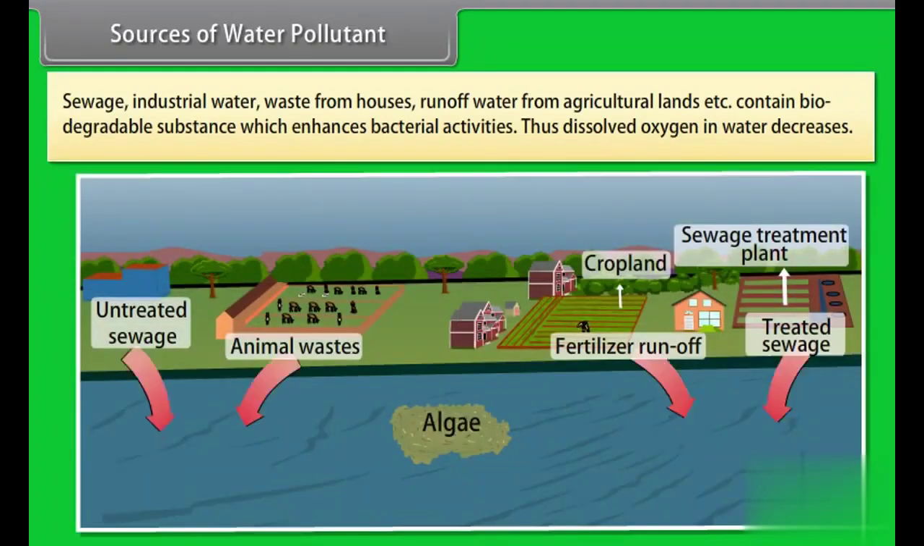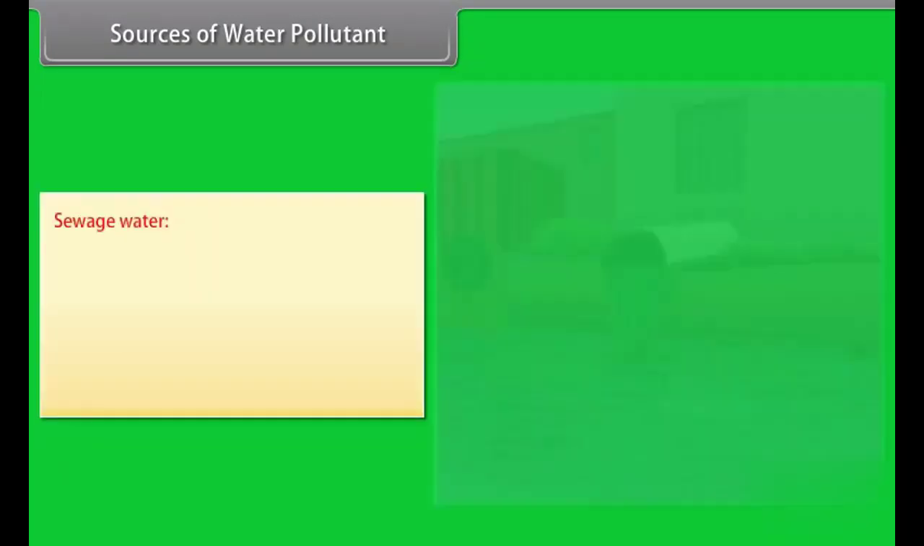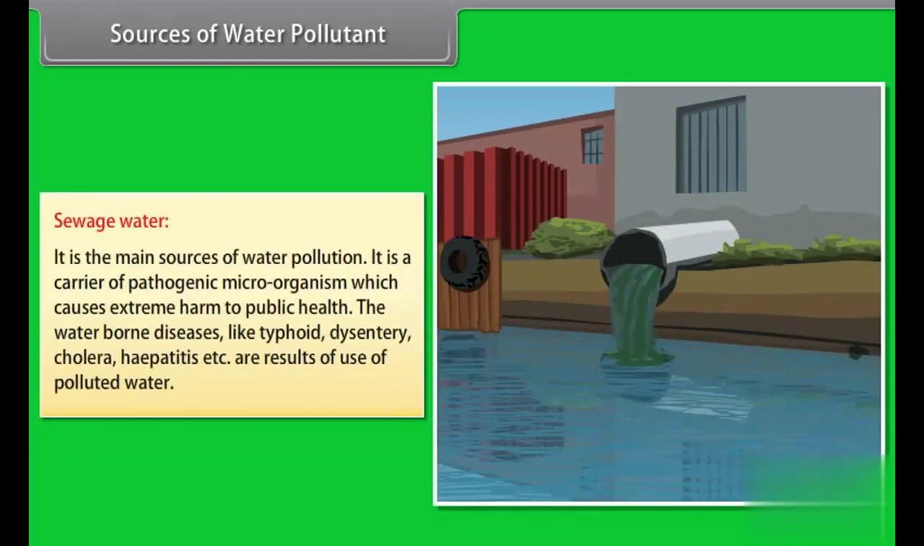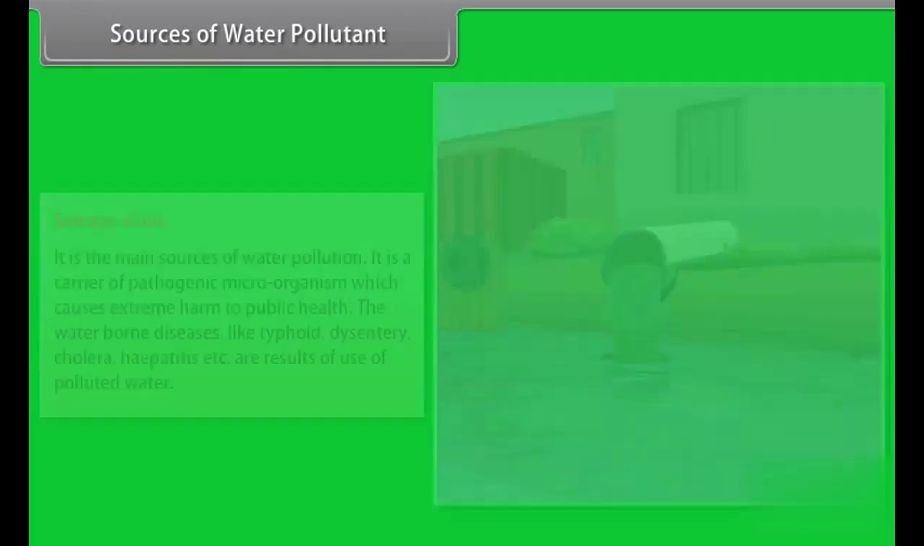Sources of water pollutants. Sewage, industrial waste, waste from houses, runoff water from agricultural lands, etc. contain biodegradable substances which enhance bacterial activities. Thus, dissolved oxygen in water decreases. Sewage water is the main source of water pollution. It is a carrier for pathogenic microorganisms which cause extreme harm to public health. Waterborne diseases like typhoid, dysentery, cholera, hepatitis, etc. are results of use of polluted water.